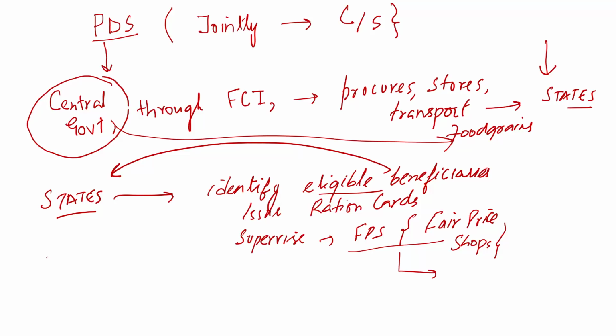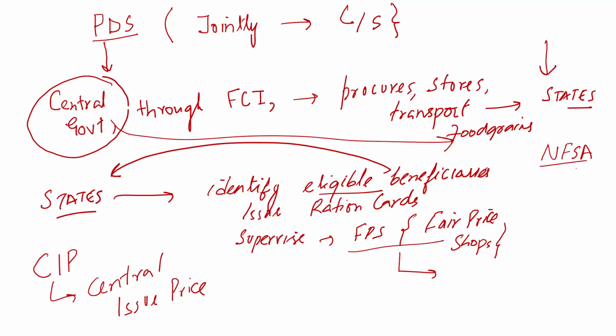This price is what we call CIP, the central issue price. Then we have the National Food Security Act, which was passed by the Indian Parliament in the year 2013. Under this Act, 2/3 of our population is eligible for subsidized food grains. Every beneficiary should be given 5 kg of rice or wheat in a particular month.